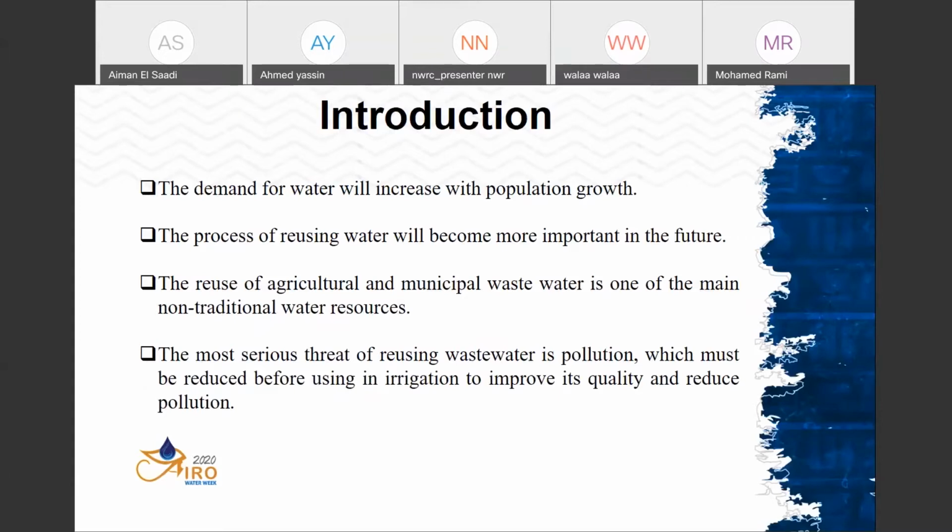Let's go to the first part of my presentation, the introduction. The demand for water will increase with population growth. The process of reusing water will become more important in the future because of the limitation of water resources, and the reuse of wastewater is one of the main non-traditional water resources. And finally, the most serious threat of reusing wastewater is pollution.